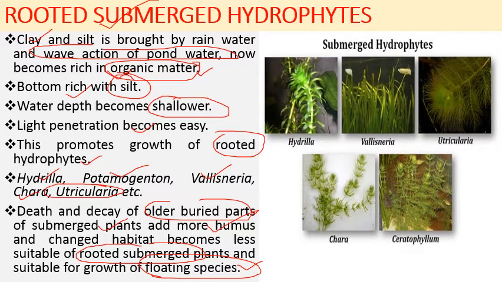So some examples of submerged hydrophytes are Hydrilla, Vallisneria, Utricularia, Chara and Ceratophyllum. So this picture is taken from Easy Biology Classes.